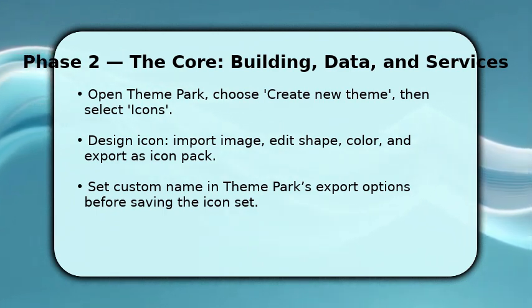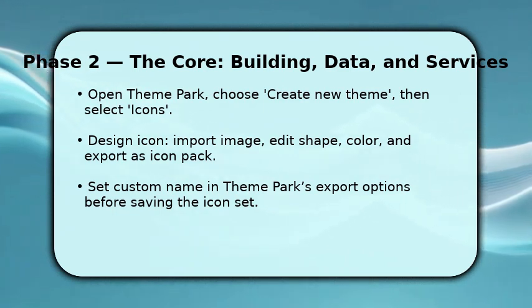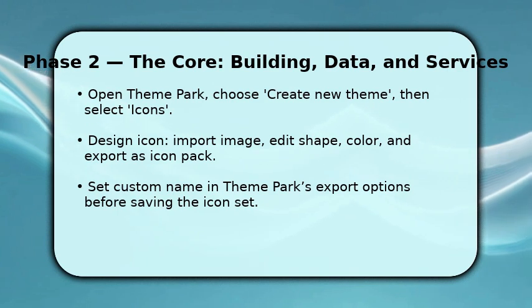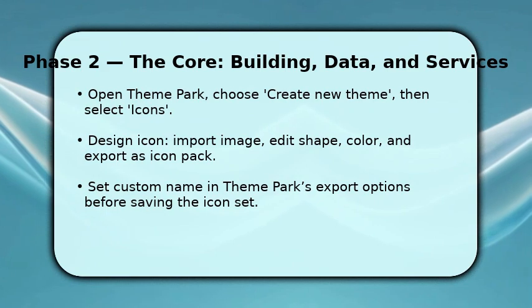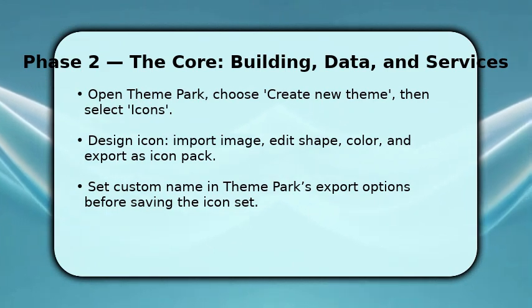Crucially, use the export options inside Theme Park to change the app label. Type the new name you want. Export the icon pack. Once the pack is saved, you've created a replacement icon with a new name that Home Up can apply to the launcher shortcut.